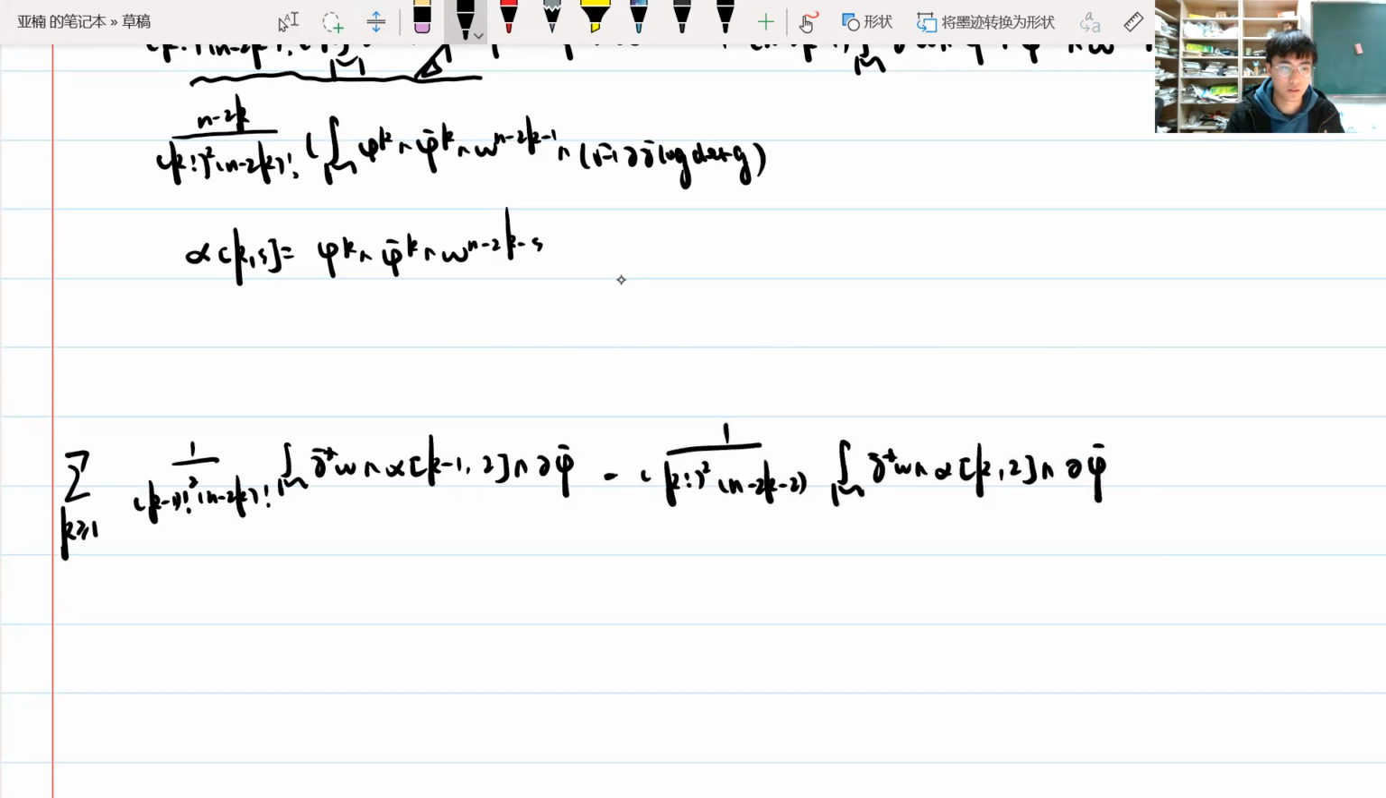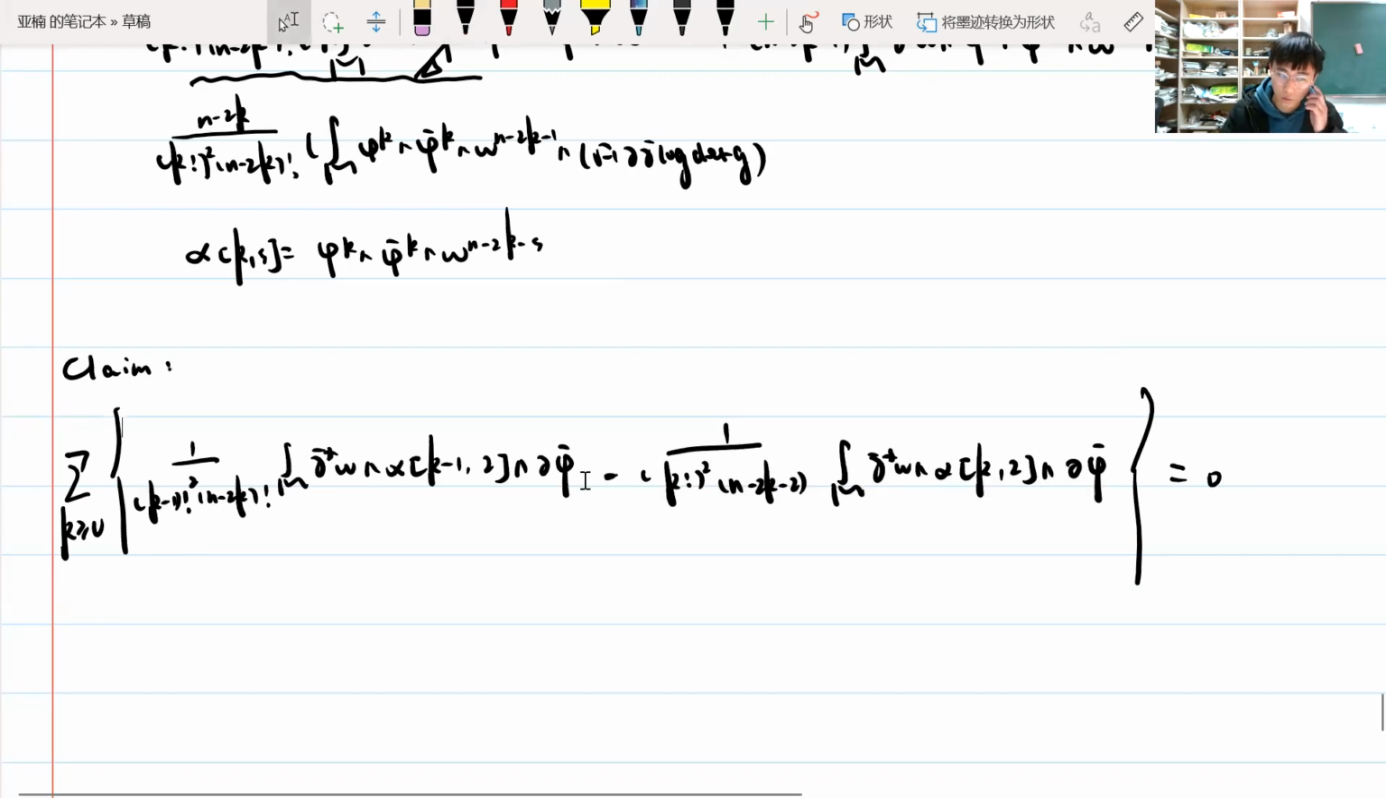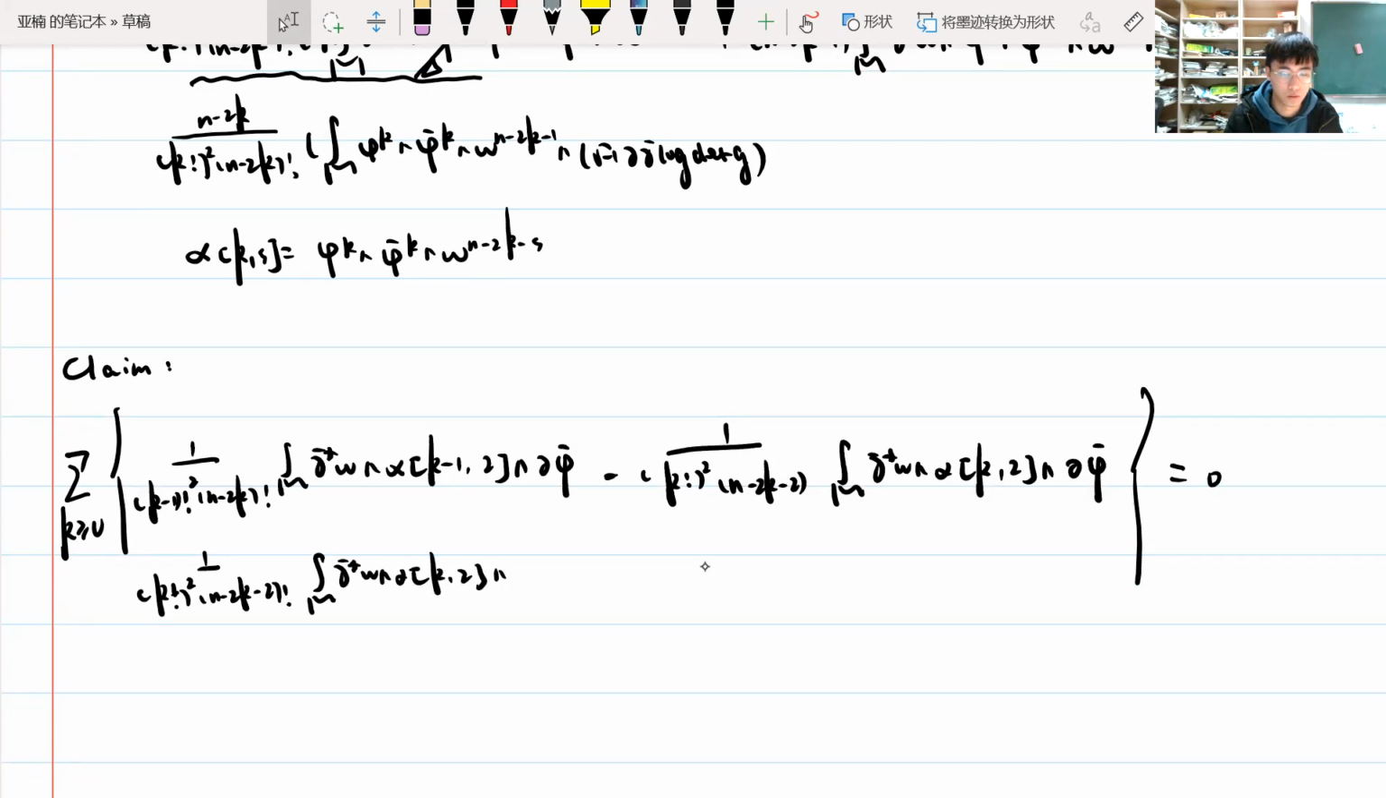We claim that the sum is 0, and just to check it, because this is k minus 1, and for the k plus 1 term, this is k squared minus k plus 2, and this term is minus k plus 1.